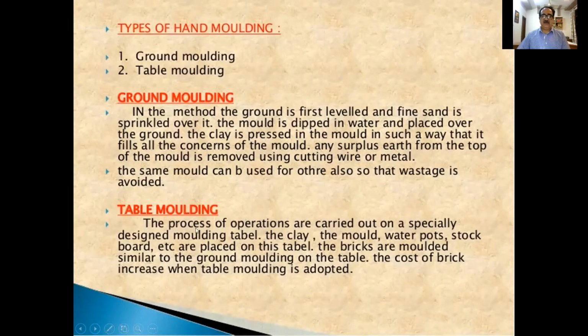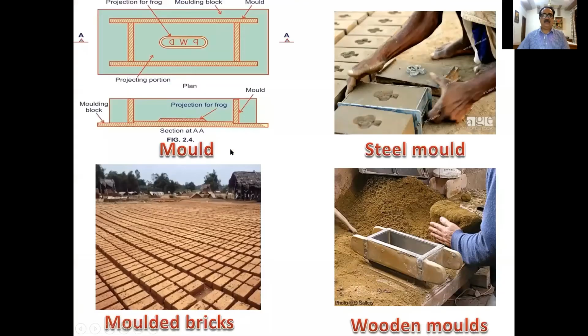In the process of table molding, the operations are carried out on a specially designed molding table. The clay, the mold, water pot, stock board, etc. are placed on the table. The bricks are molded similar to the ground molding, but on the table. The cost of the brick increases when table molding is adopted, so this process is a little costlier as compared to ground molding.